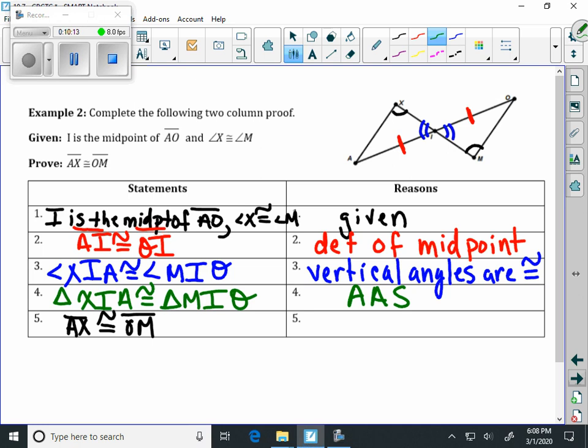And then in each of those two triangles, we've got length AX in one of them, we've got OM in the other. They are a part of each of the triangles that we just proved congruent. And with parts that we prove congruent, we can use CPCTC.